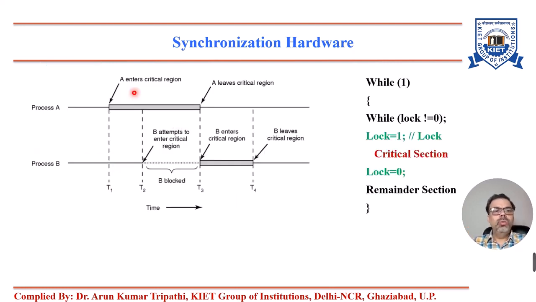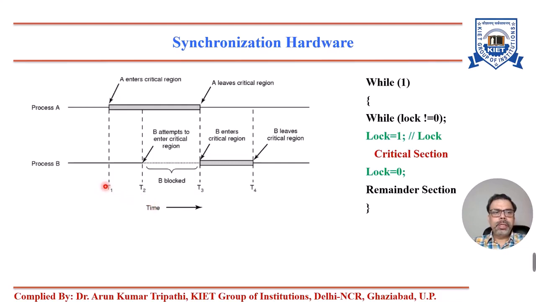Now, how does the process execution take place? Suppose there is no process in the critical section and a process A comes that wants to enter into the critical section. So it will create a lock and then it is allowed to enter into the critical section. This process enters at the time t1.